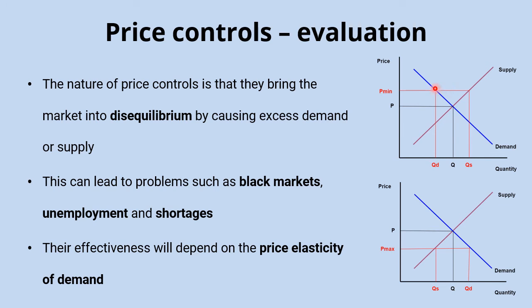Now, if the demand was price elastic, then the impact of those same price controls would be much more significant in altering the quantity demanded and quantity supplied. So your demand curve would be much shallower in gradient, your supply curve would be much shallower in gradient, and then this same minimum price would be moving quantity demanded further across this way, and your same minimum price would be moving quantity supplied further out this way.